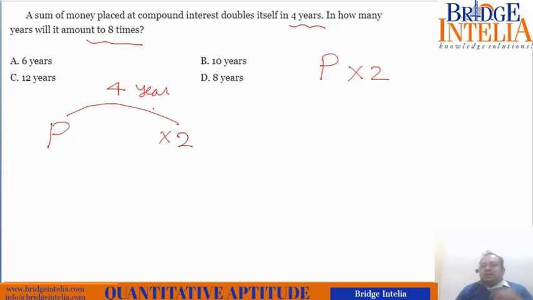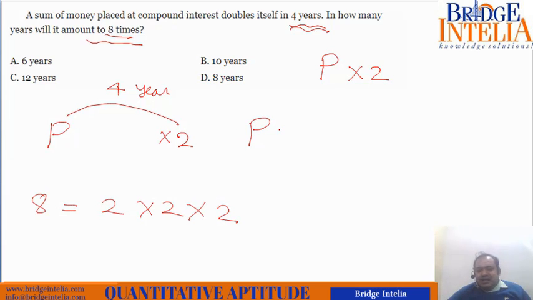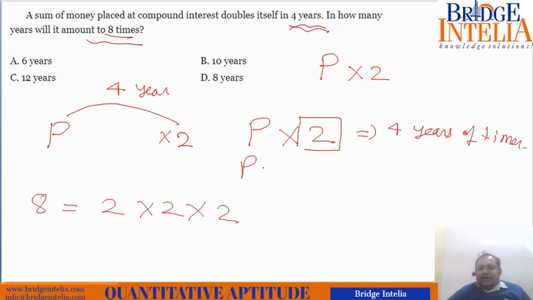So to multiply P with 2, 4 years of time is taken by the bank. Money getting doubled means the principal is multiplied by 2. So to multiply this by 2 once, 4 years of time is required. Now 8 is equal to 2 into 2 into 2. So if to multiply with 2 one time, bank takes 4 years, how many years will the same bank take to multiply P with 2 three times? So you have to do this multiplication 3 times. To do this multiplication one time, bank takes 4 years of time.